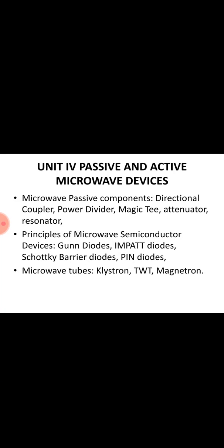Welcome to this presentation. In this video, I am going to share with you some of the passive and active microwave devices. Microwaves are electromagnetic waves with wavelengths ranging from 1 millimeter to 1 meter, or frequencies from 300 megahertz to 300 gigahertz. Let's get started with Schottky diodes.